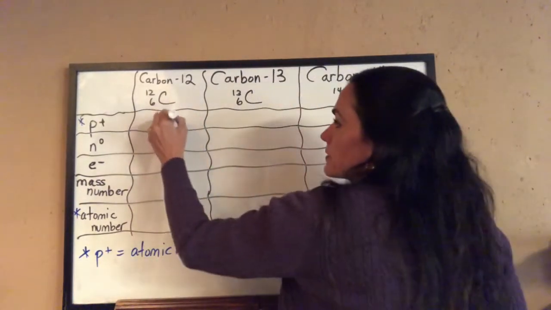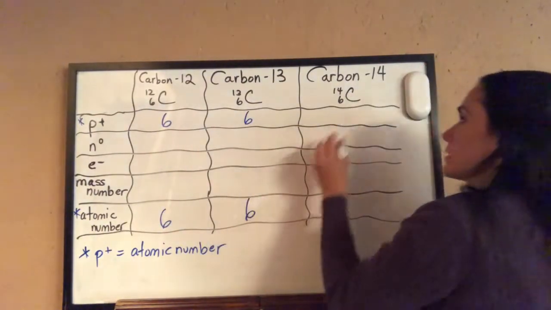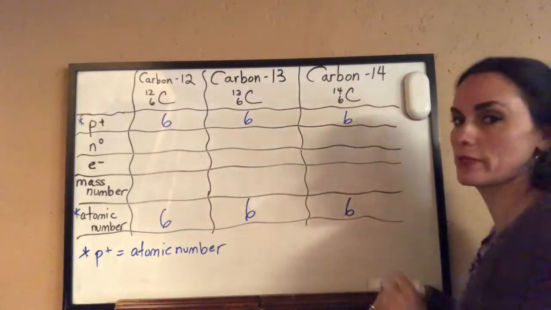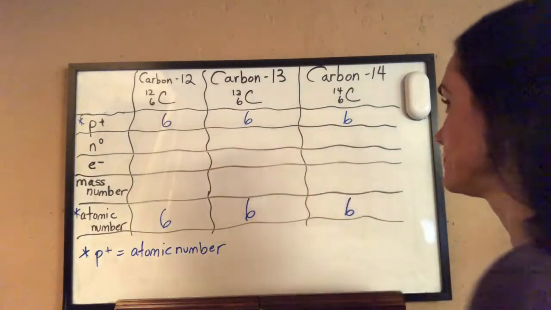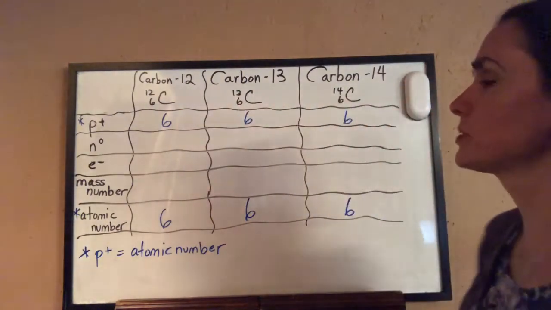So it's carbon. It has 6 protons, atomic number 6. 6 protons, atomic number 6. Always, always, always. Now, these three carbon isotopes are neutral.